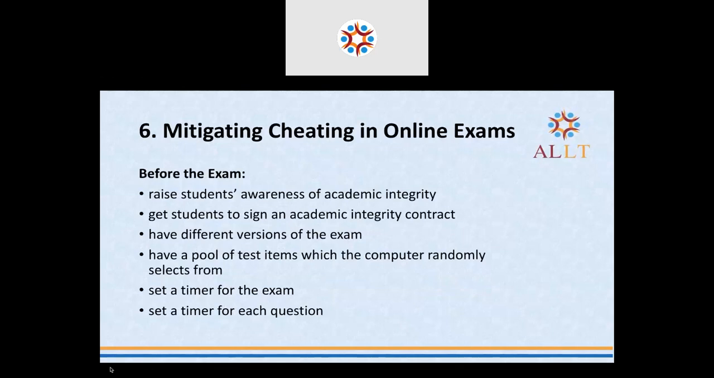What can you do before the exam to mitigate cheating? You can raise students' awareness of academic integrity. You can make students aware that cheating is academic misconduct and it's not an acceptable thing to do. They can sign some kind of academic integrity contract. Now, that's quite important, and that could mitigate a lot of the cheating before it even starts.